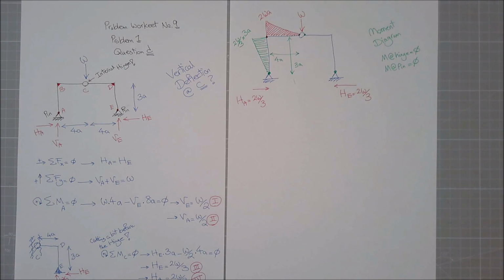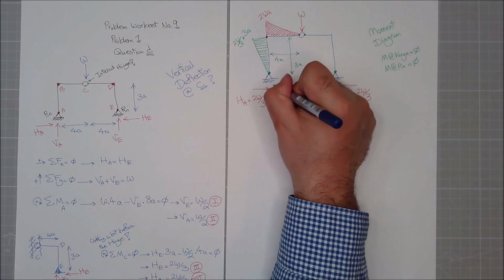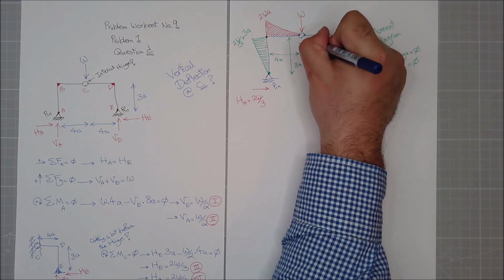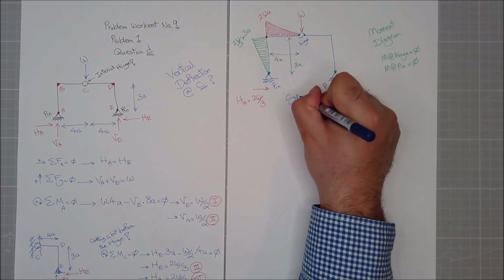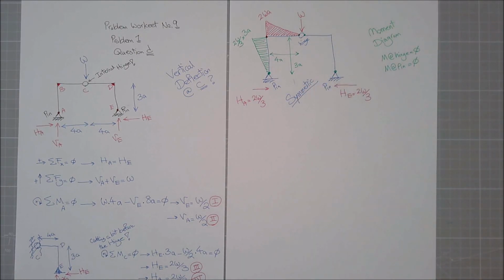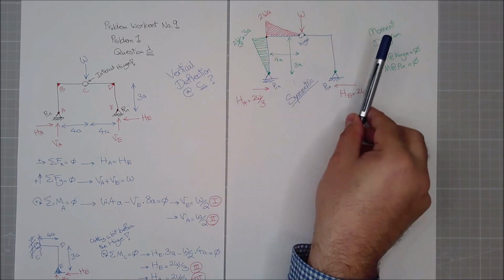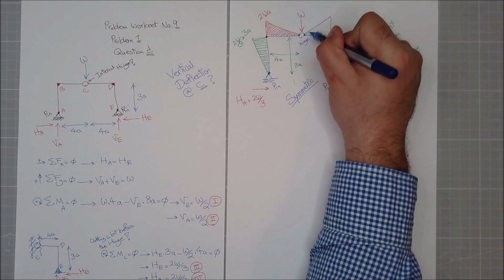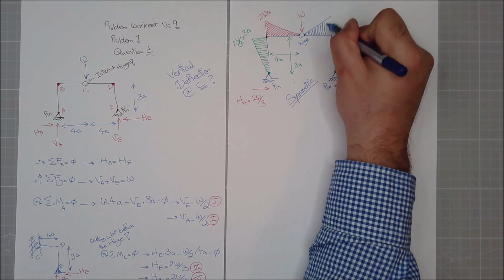So now we said it's symmetric. So these were pin and these were pin and this was the hinge. And it's symmetric. So whatever happened on this side will happen on the other side as well. So this will go up and this will be 2WA.